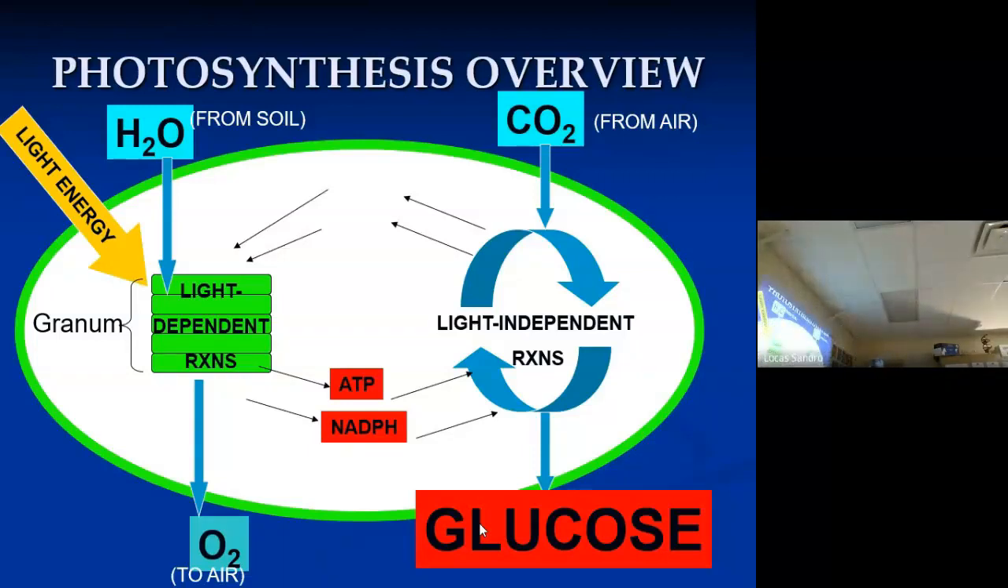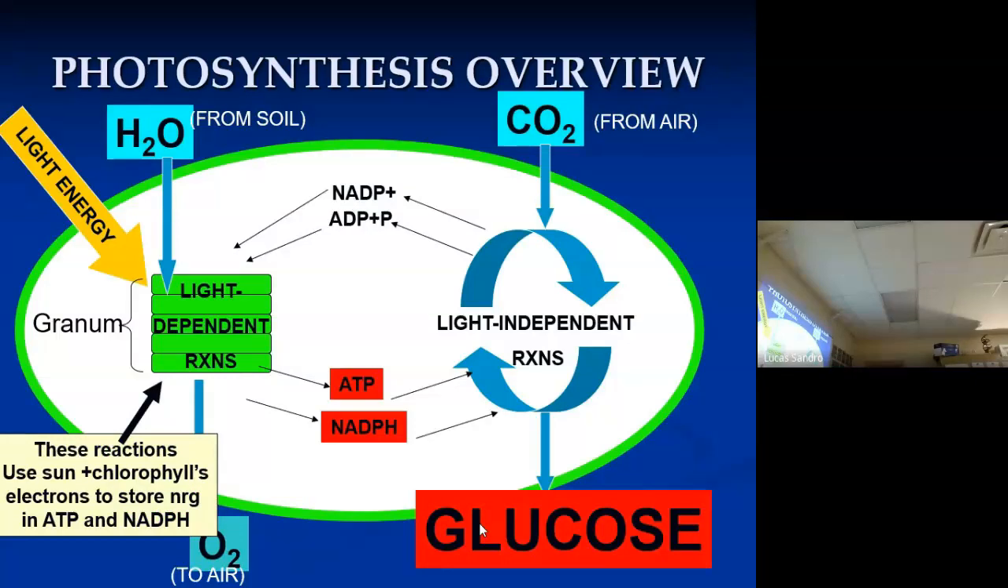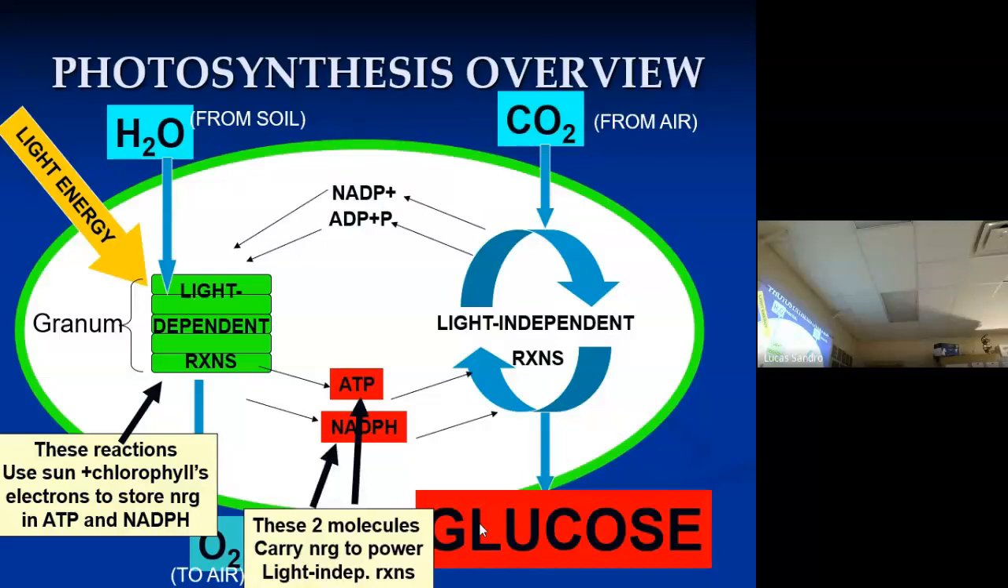This is very much a cycle, though, because these ATP and NADPH molecules now have lost their mojo, I guess, and become their low energy forms again, and get sent back to the light-dependent reactions to pick up more stuff, and the cycle goes on. Basically, these reactions are using the sun and the electrons of chlorophyll to store energy in these two molecules. These two molecules are powering these reactions, and glucose is kind of the whole point. Go ahead and draw.